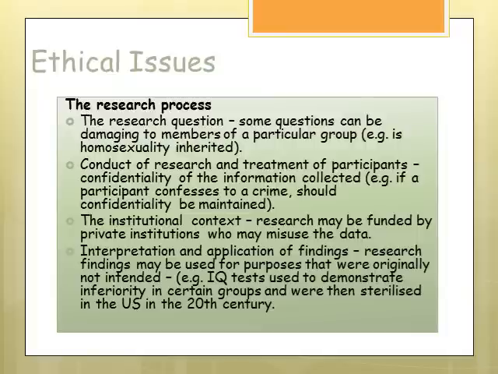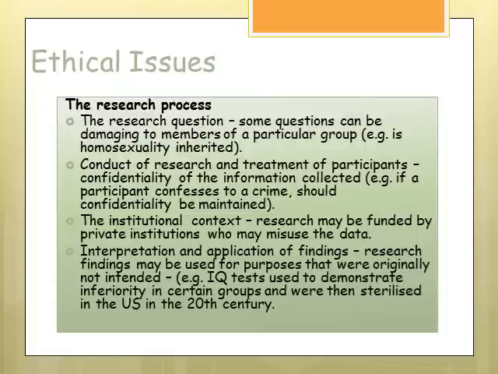So the research process can lead to ethical issues and socially sensitive research. So the research question: some questions can be damaging to members of a particular group. So, is homosexuality inherited? That would be socially sensitive to a whole group. The conduct of the research and treatment of participants. So remember, the information that is collected needs to be confidential. So if a participant confesses to a crime, though, should confidentiality be maintained?